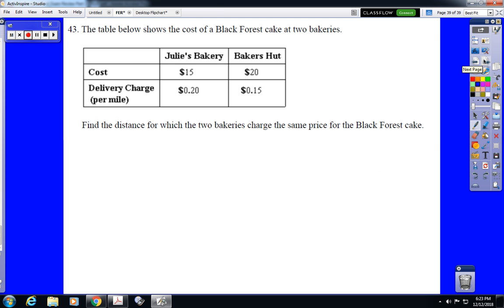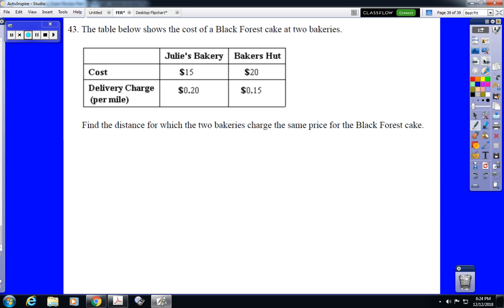Okay, number 43, which is the final question on the page, shows another table. It shows the cost of a Black Forest cake at 2 different bakeries, Julie's Bakery and Baker's Hut. And it shows you the cost and the delivery charge per mile for those Black Forest cakes. The question itself says find the distance for which the two bakeries charge the same price.